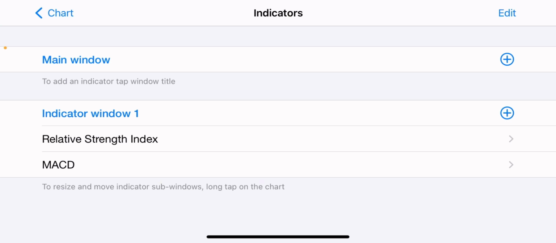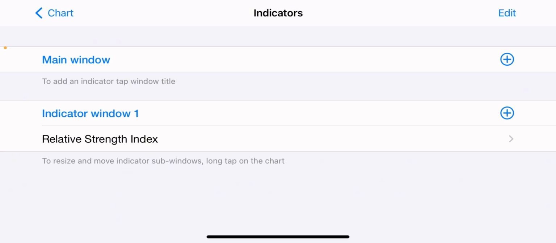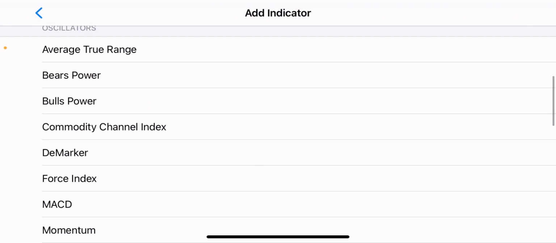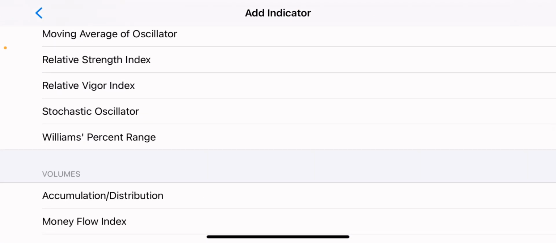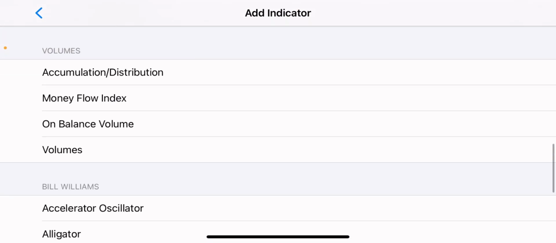We're using the RSI because the RSI is crucial, it's very important for these indicators, right? Now, we're removing the MACD from the chart. We're going to add the money flow index, which is the MFI. Put it on indicator window 1. You go look for the MFI, which is the money flow index, right here.